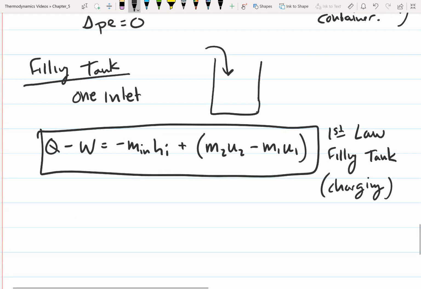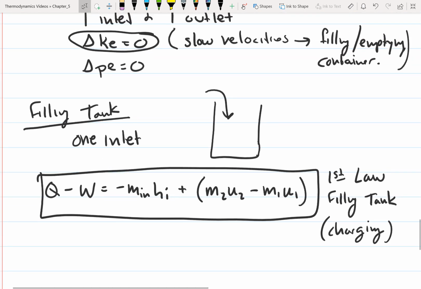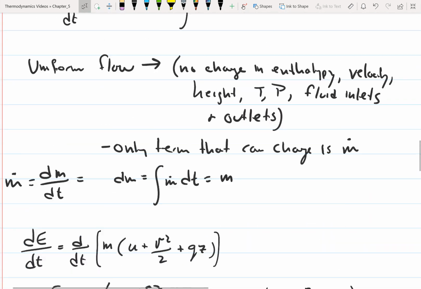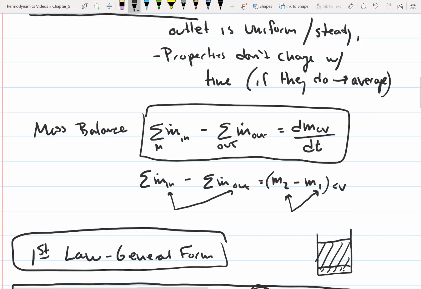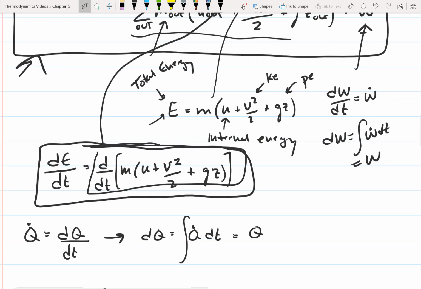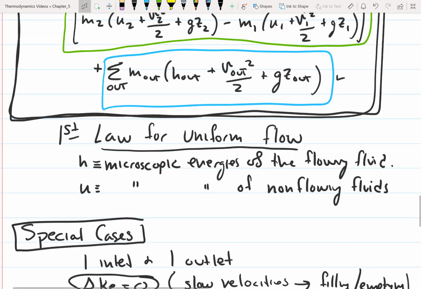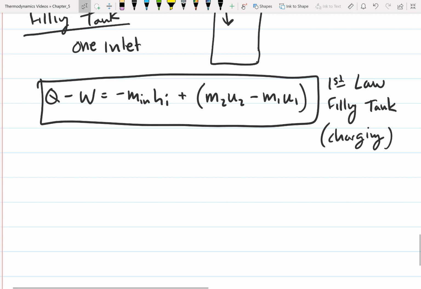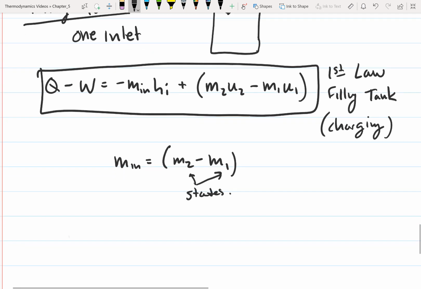And with this equation, you're still going to need to solve the mass balance equation. So the mass balance equation is just going to become this. If we go back up here to the mass balance, we have M in minus M out is equal to the change in the mass in the control volume with time. Since we just have mass in, the mass in is equal to M2 minus M1. And remember, these are the states. So these 1s and 2s don't refer to inlets and outlets.